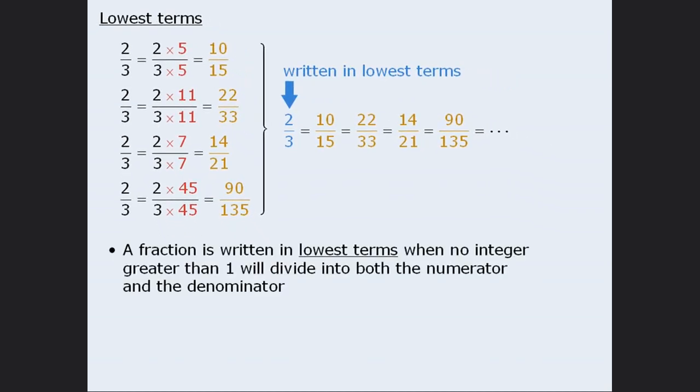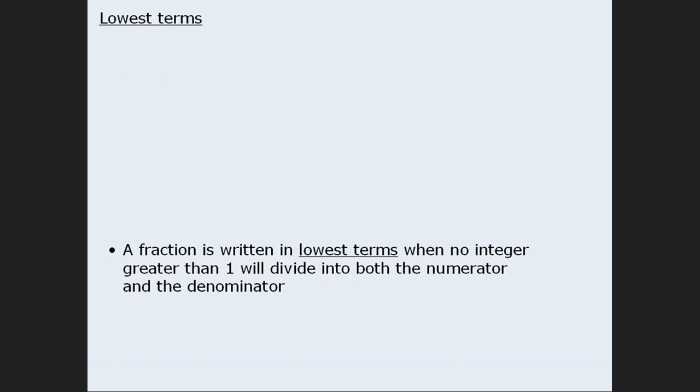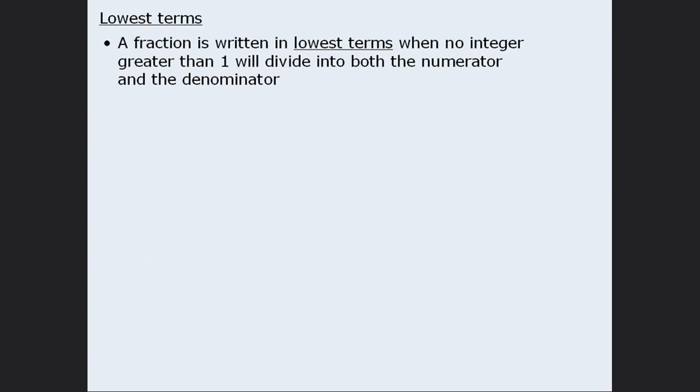Another way to say this is, a fraction is written in lowest terms when no integer greater than 1 will divide into both the numerator and denominator. As you can see, there is no integer greater than 1 that will divide into 2 and 3. Okay, now let's take this definition of lowest terms and use it to rewrite fractions in lowest terms.